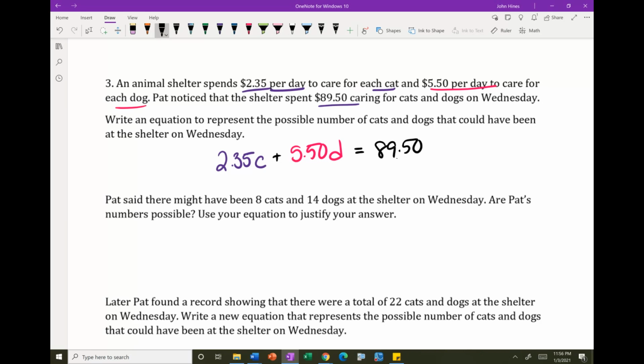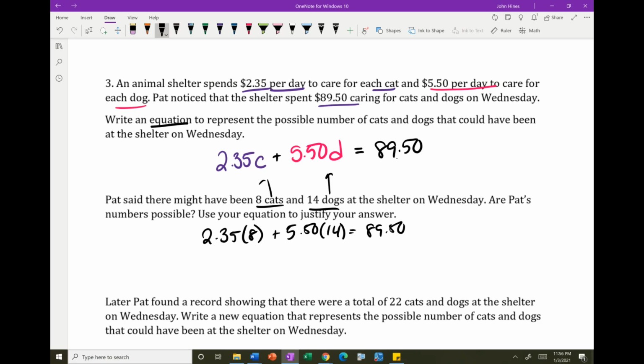So this is not a system, this is just an equation, because I only have one of them. Pat said there might have been 8 cats and 14 dogs. Is he right? Well, I don't know. Let's check. Let's plug it in. Does this make my equation true? Is (8, 14) a solution to this equation?